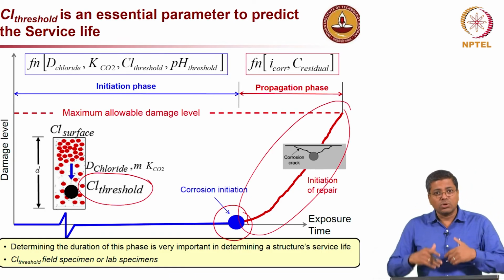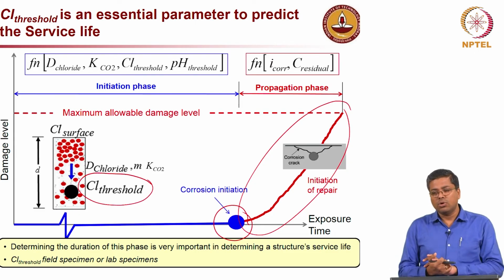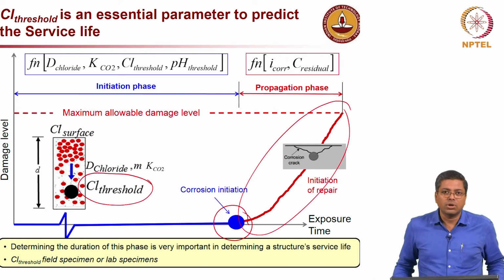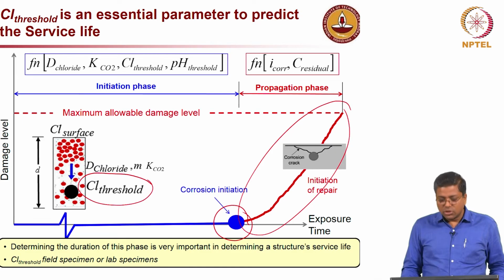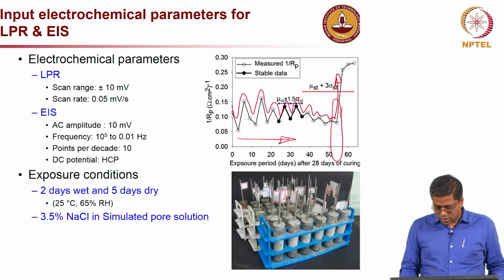Let us say the corrosion has already started. The next thing the engineer or the owner wants to know is how long they have before the reinforcement loses, let us say, about 10% of its cross-section area. So, we need to know the rate of corrosion. How do we determine the rate of corrosion?